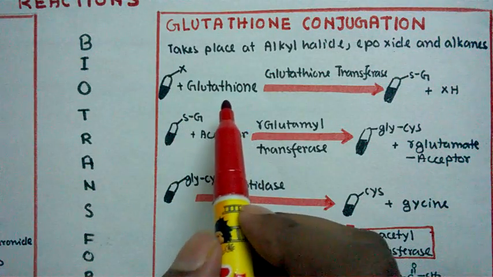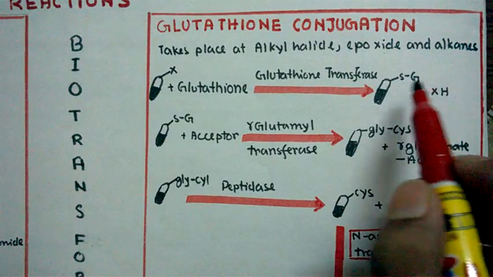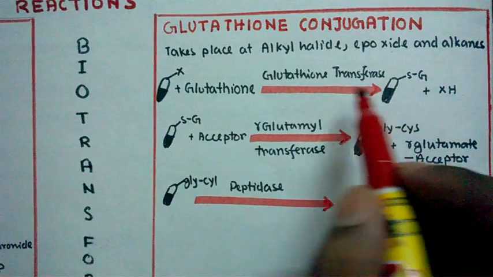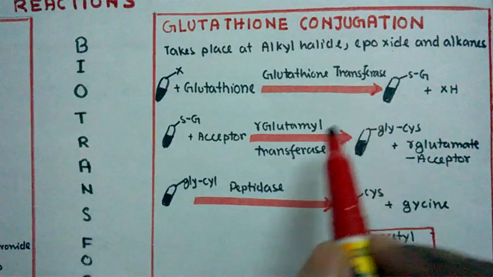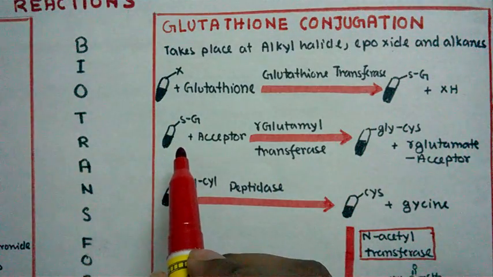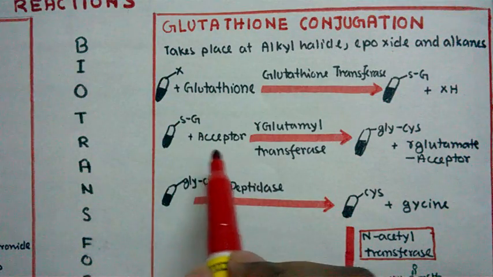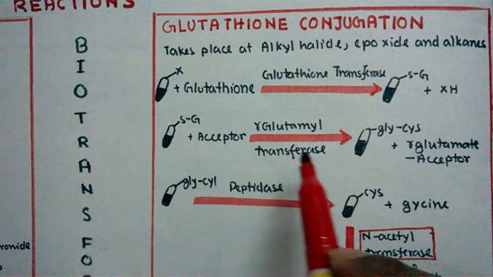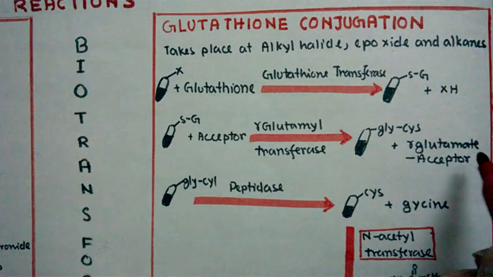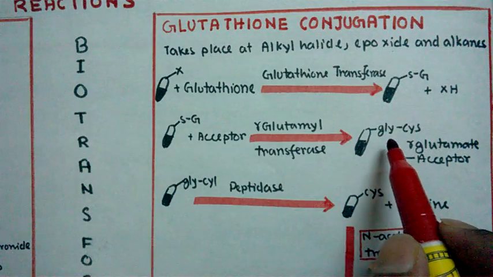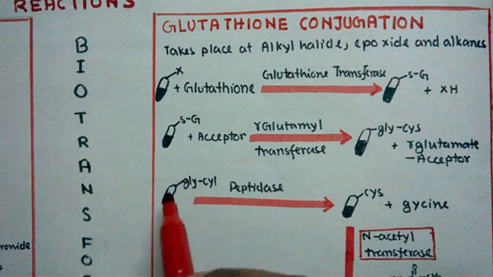So it's a tripeptide. Now the drug would be conjugated with glutathione by glutathione transferase, GST. It's a very important enzyme. After that, this glutathione-conjugated drug would react with an acceptor, and the acceptor would accept the gamma glutamate group, and now it would leave the glycinyl cysteine conjugate form of the drug.